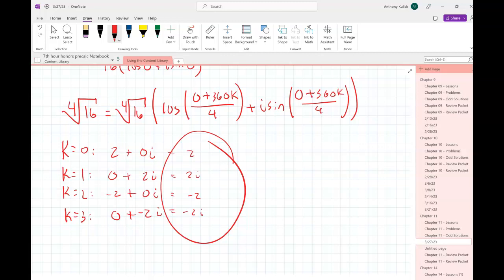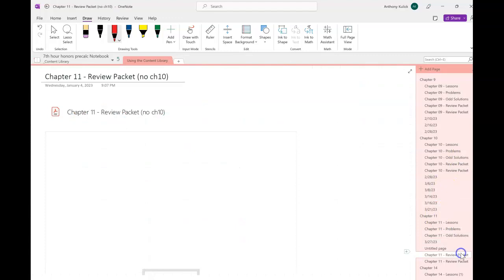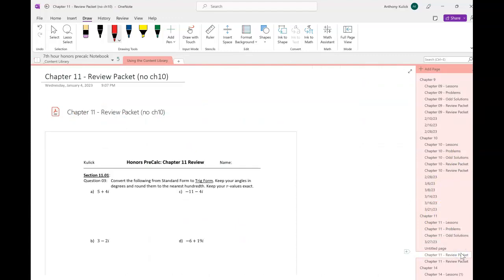I did put in the chapter 11 test review here. We're going to make this optional since the problem set is awful big. The review packet is optional because the problem set is rather large. I think it's 120.